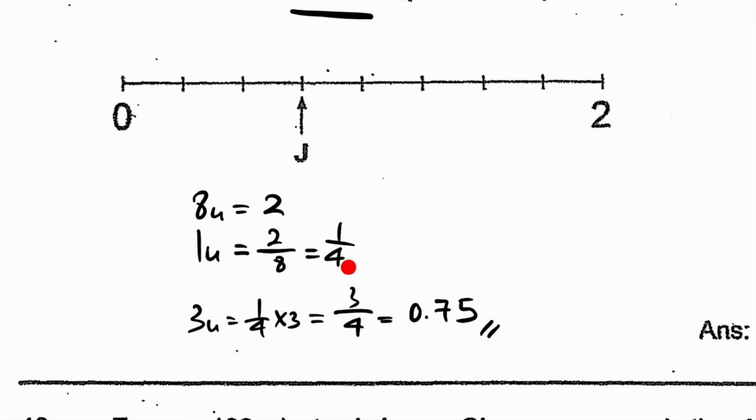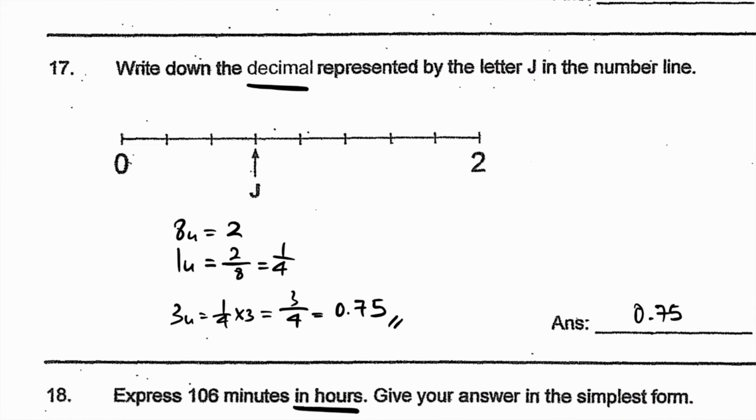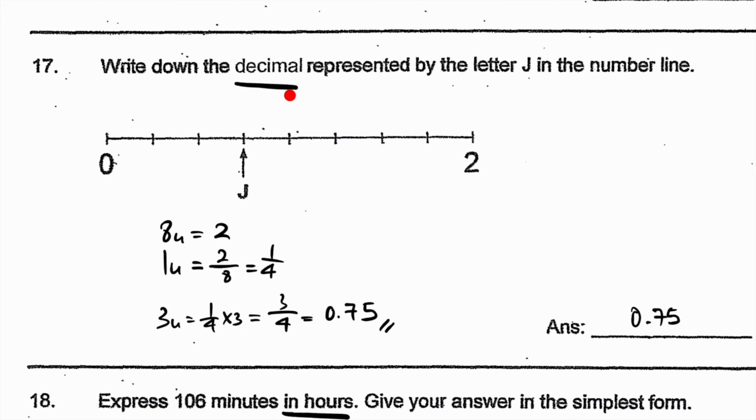What's that? That's 3/4. However, be careful of the special requirements here. So this is basically what I call special requirements. The question wants only one format. In this case, it's decimal. So convert this to 0.75 and Bob's your uncle.